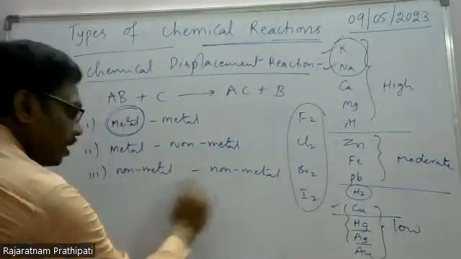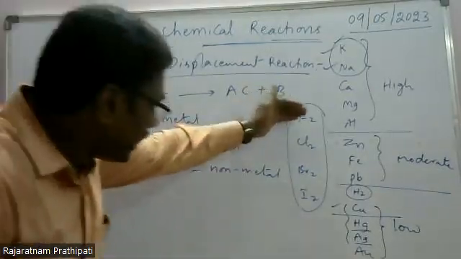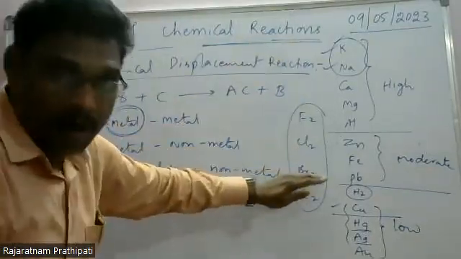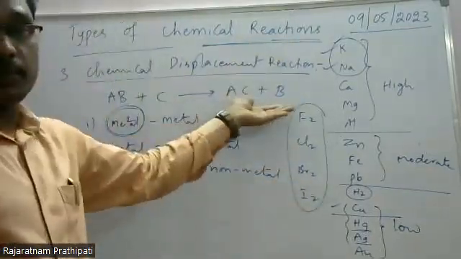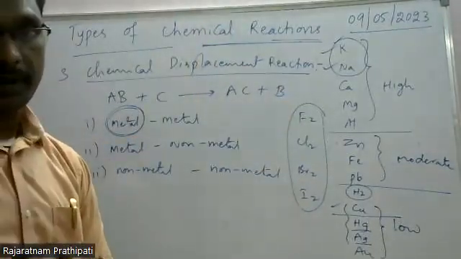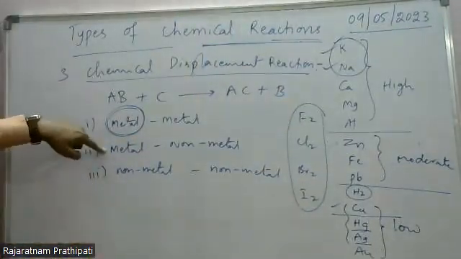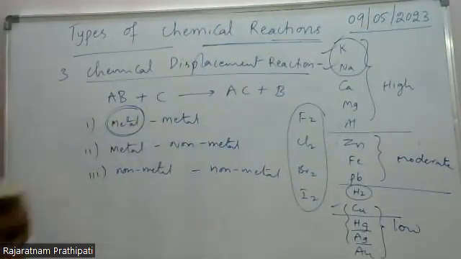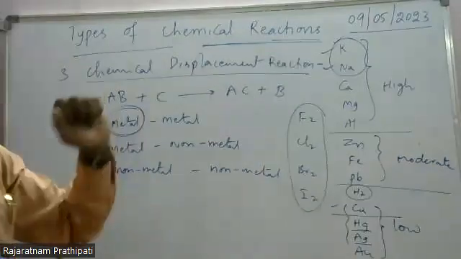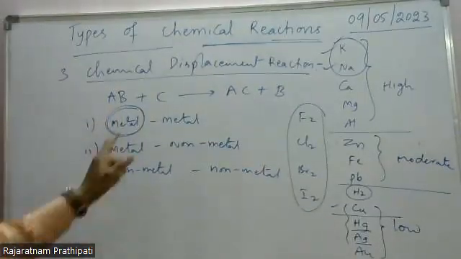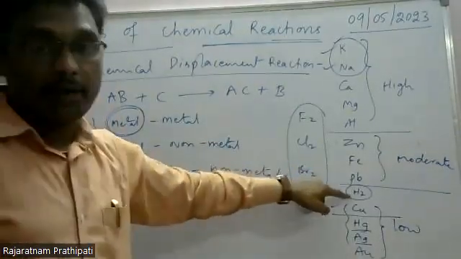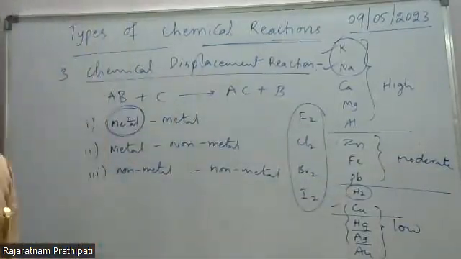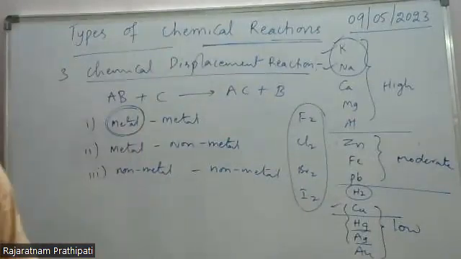Similarly, in non-metal activity series, high reactive non-metal displaces low reactive non-metal, but low reactive non-metal does not displace high reactive non-metal. Your third category, look at this, metal non-metal displacement. Metal non-metal displacement reaction, here metals displace hydrogen. Okay, these are the three types of chemical displacement reactions.